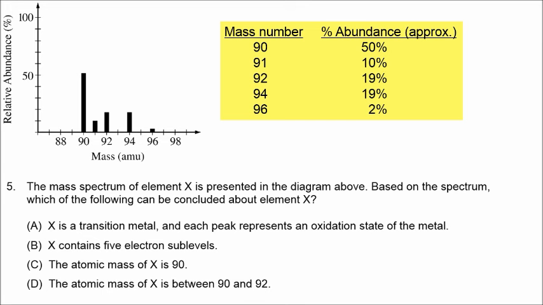The most abundant isotope is mass number of 90. It's about 50%. 91 about 10%, 92 about just under 20%, and the same with 94. And there's a small little amount, maybe 2%, is mass number of 96. So will these particular isotopes all average together to give us a mass number of 90? No, but it's going to probably fall somewhere between 90 and 92. So the correct answer to this question is D.